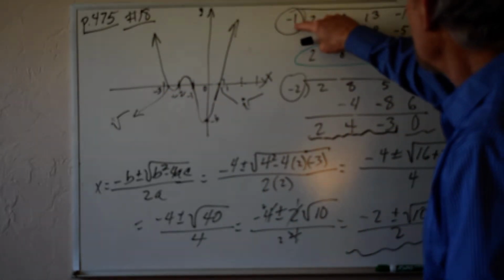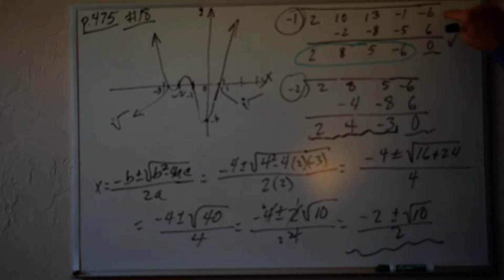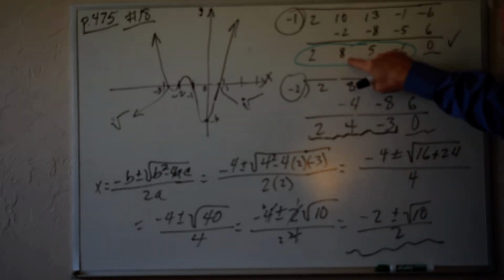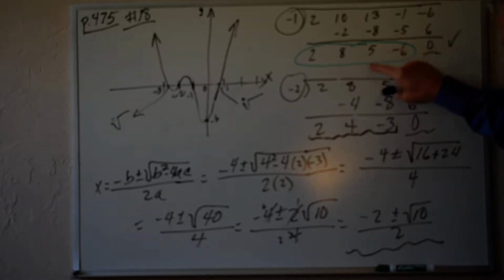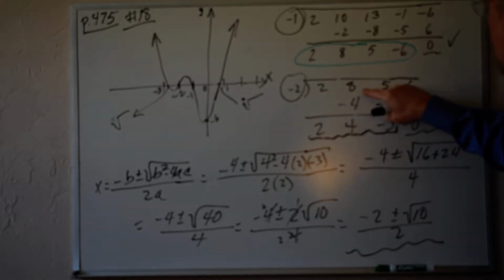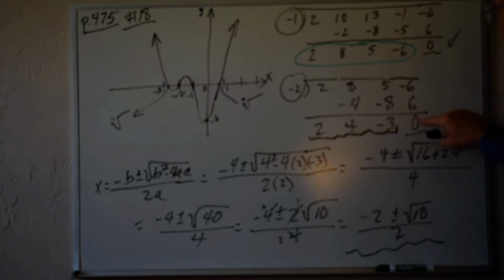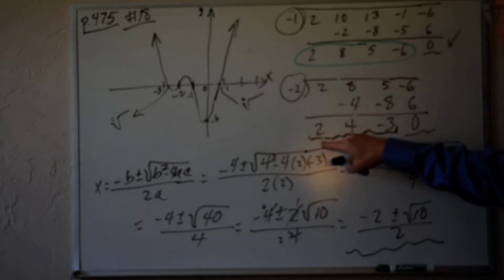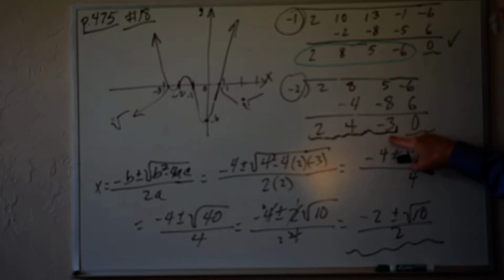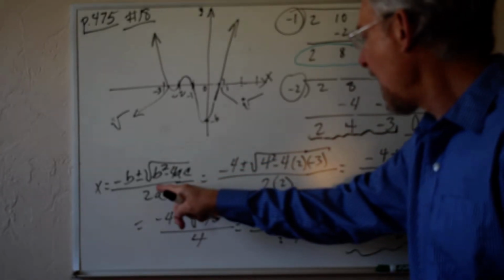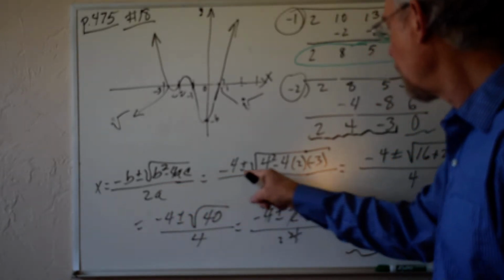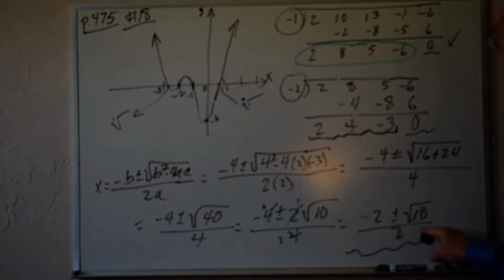So we try -1 using synthetic division, and it works. That gives us a resulting smaller polynomial. We try -2 in that smaller polynomial, and it works. And that leaves this quadratic polynomial as the quotient. So we plug that into the quadratic formula and get the two irrational roots.